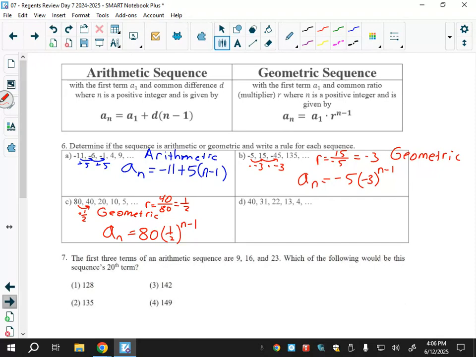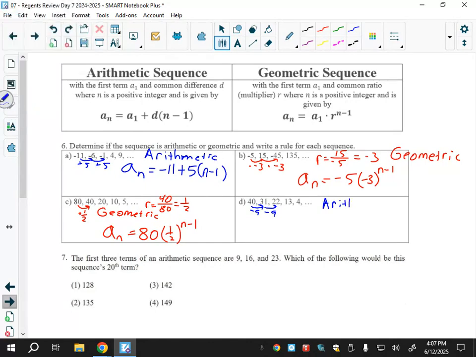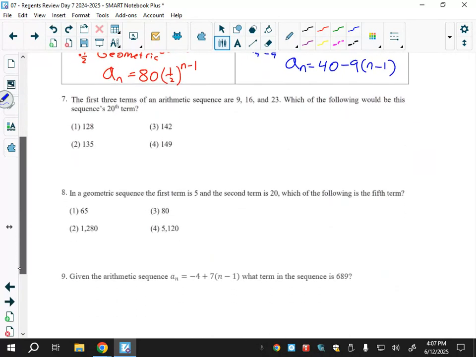Okay. On D, going from 40 to 31 to 22, we should see that this is reducing by a common difference of negative 9. Right? So we're adding negative 9 or subtracting by 9 each time, which makes this an arithmetic sequence. So we can make our sequence a sub n equals 40 minus 9 times n minus 1. And now we're just looking at a few examples of some problems we could see with our arithmetic and our geometric sequences.